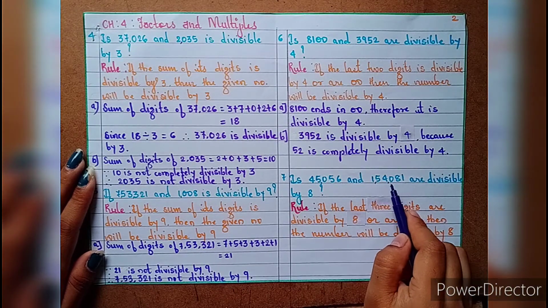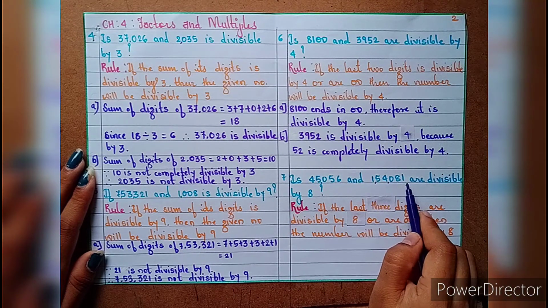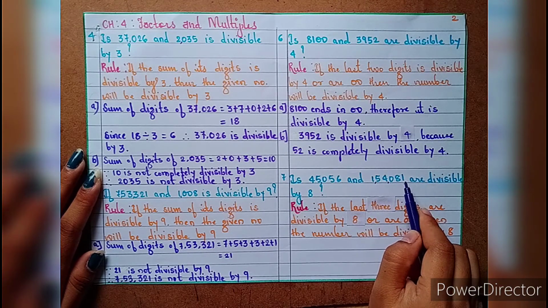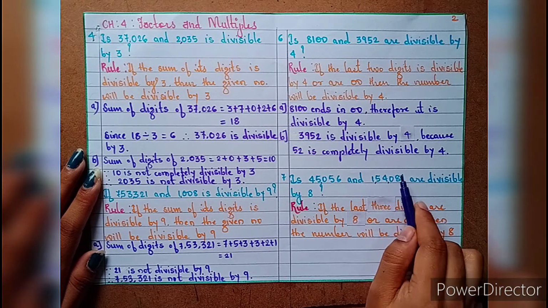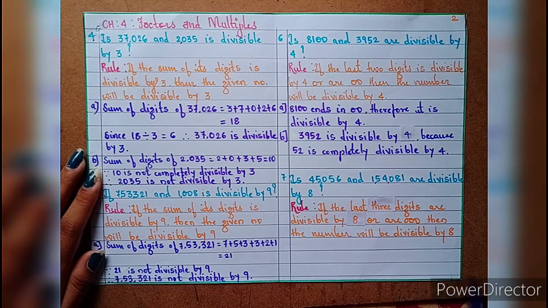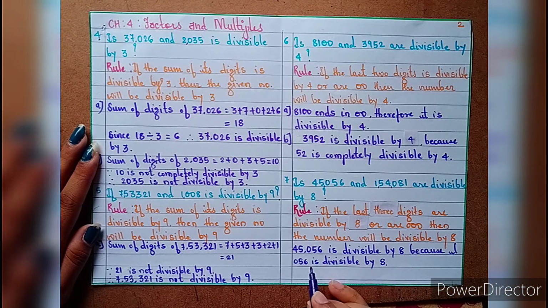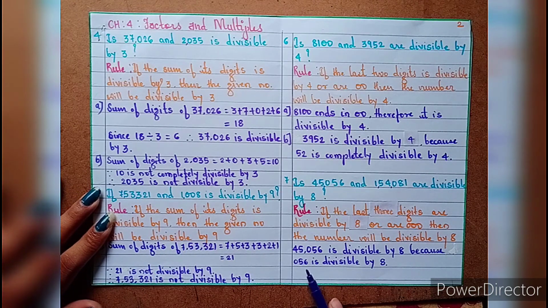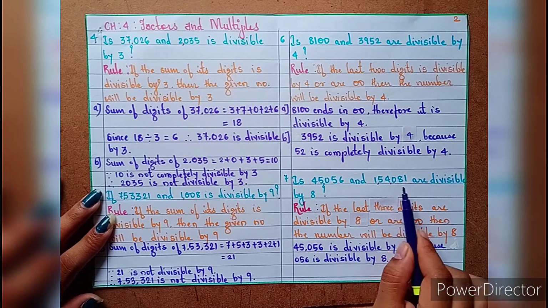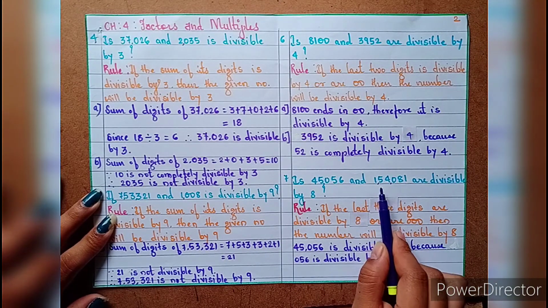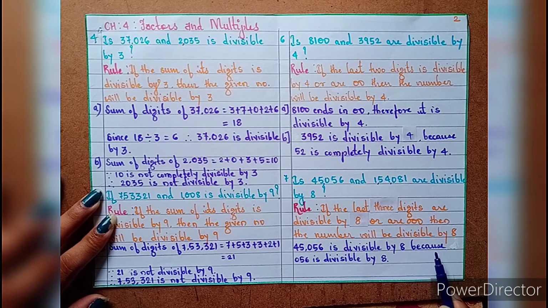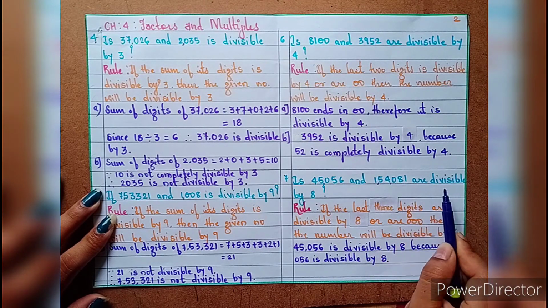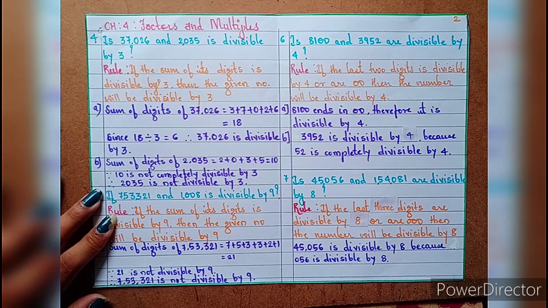And if we see the next number, it ends in 081, and when we divide this, we'll get 1 as a remainder. Therefore, this number is not divisible by 8. So let's write: 45,056 is divisible by 8 because 056 is divisible by 8. Similarly, you have to solve the second example. This is not divisible. How will you write? 1,54,081 is not divisible because 081 is not completely divisible by 8. Meaning 81 is not completely divisible by 8.